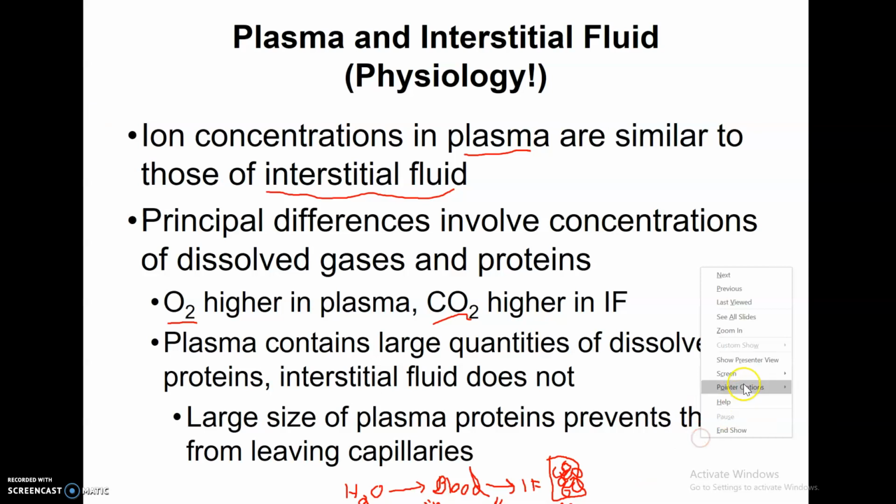Let's get a different color of a pen, shall we? So I want to get a different color. Sorry, I'm still trying to work this out here, folks.